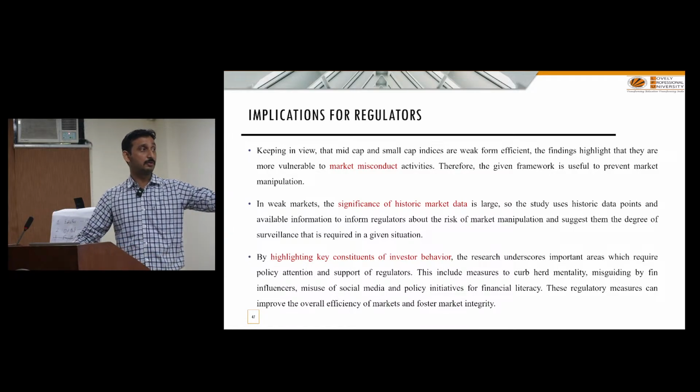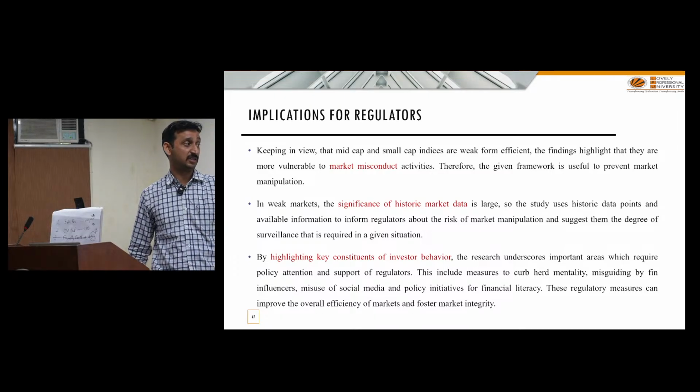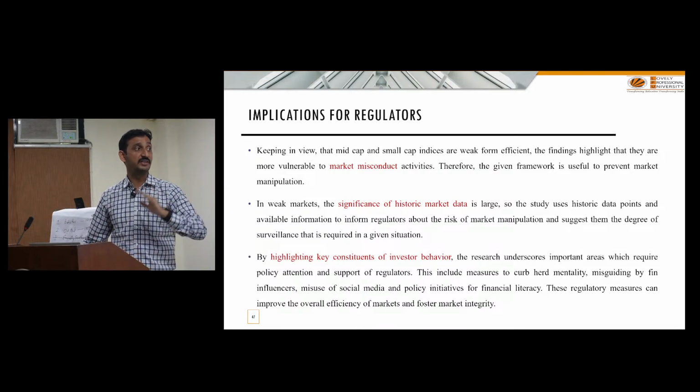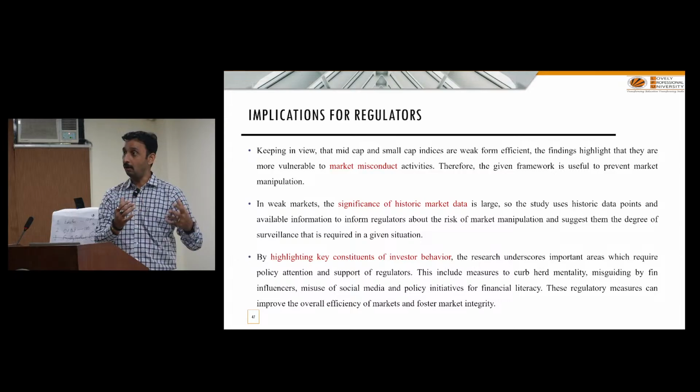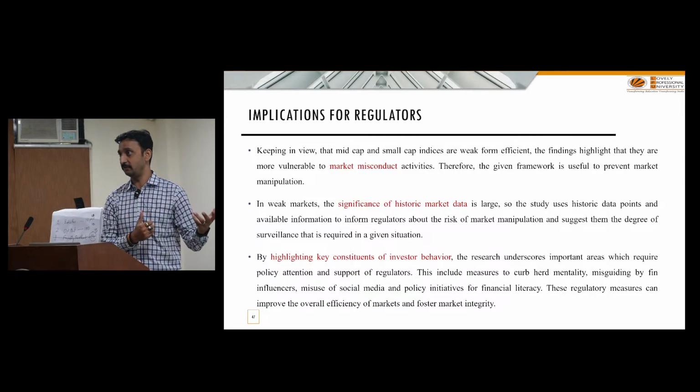Key constituents. By highlighting the key constituents of investor behavior, the researcher underscores the importance of areas which require policy attention and support from the regulator. This includes measures to curb herd mentality, misguiding financial rehearsal, misuse of social media, and policy initiatives for financial literacy. Financial literacy is also one of the aspects that needs attention. So there are different aspects, and this study can highlight all of them. Now the regulator has to start working on these aspects more proactively. That is what we are trying to do.